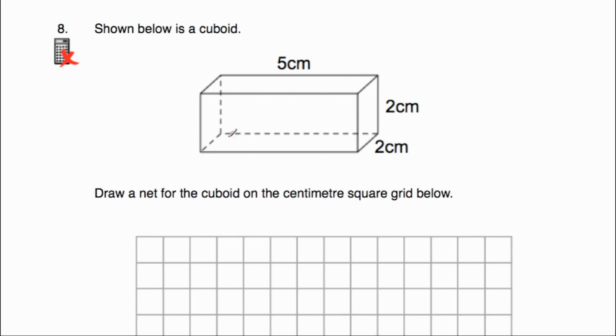So for the base, it would be 5 centimeters wide and 2 centimeters high, like so. And then the front and the back would be the same because they're 2 centimeters high and 5 wide. The top would be the same, the back would be the same, the bottom would be the same. So it's going to have 4 identical rectangles, which are all 5 centimeters by 2 centimeters, and then a 2 centimeter by 2 centimeter right hand side and a 2 centimeter by 2 centimeter left hand side. So let's draw that.